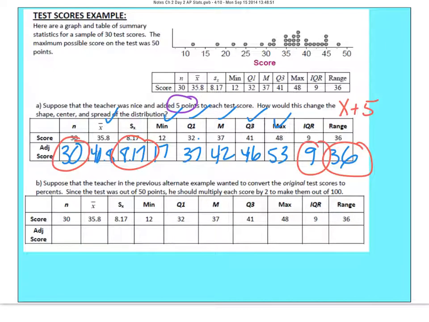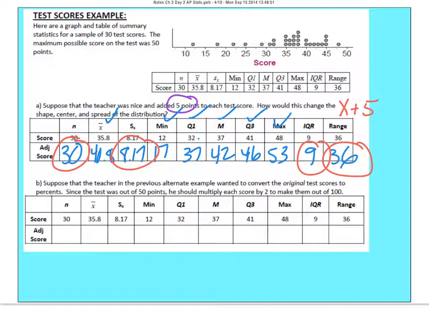Now, part B of this, suppose the teacher in the example took the original scores. Since the test was out of 50 points, he would multiply each score by 2 to make it out of 100. So if he wants to make that adjustment, can he do that fairly easily? How will these test scores change? Well, if you think about the transformation, what he's going to do is take 2 times the x's. So everything gets multiplied by 2.